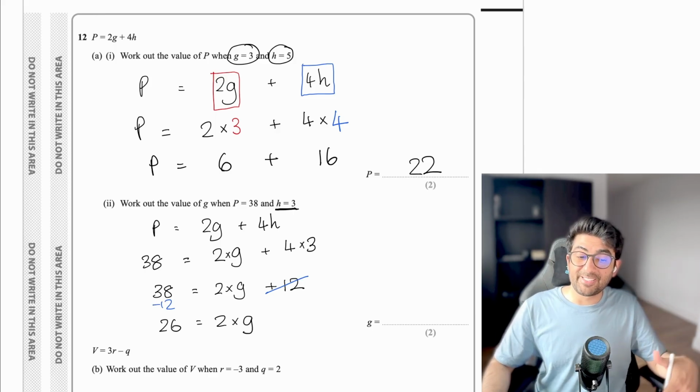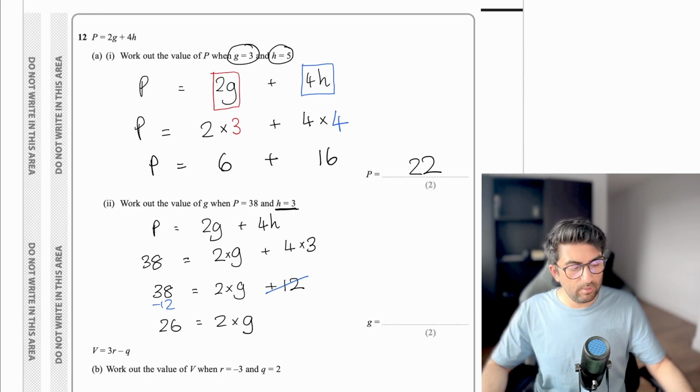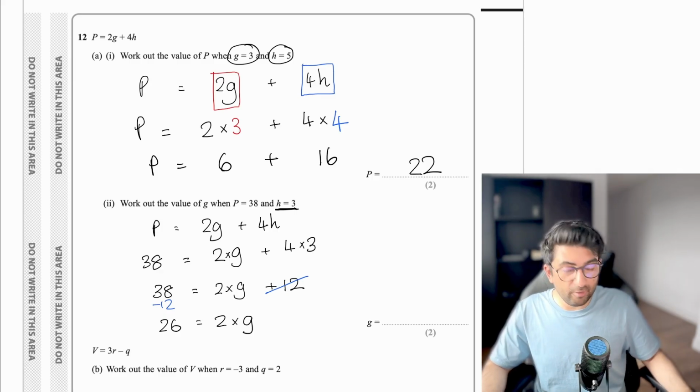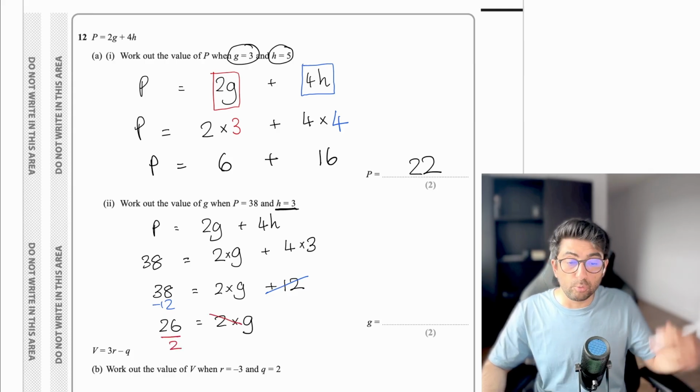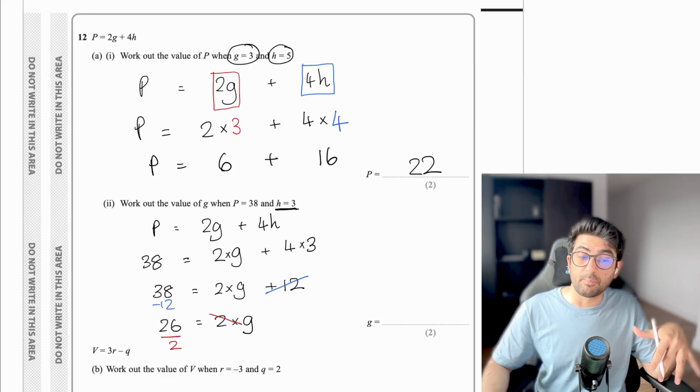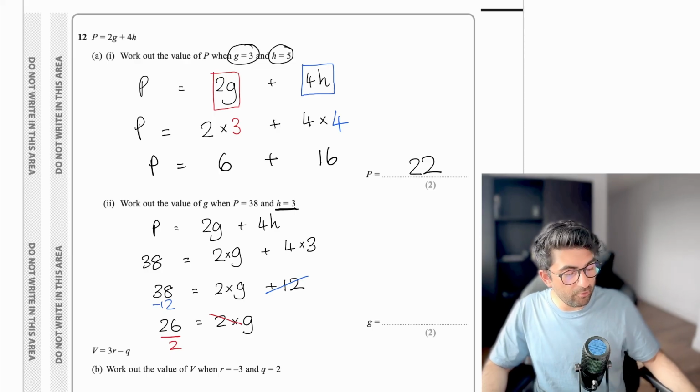And now I've got 26 is 2 times G, or 2 times something is 26. So how are we going to work that out? Well, we've got times 2. The opposite of times 2 is divide 2. So if I divide 2, that goes away and divide it on this side. Therefore, G is 26 divided by 2. 26 divided by 2 is 13.